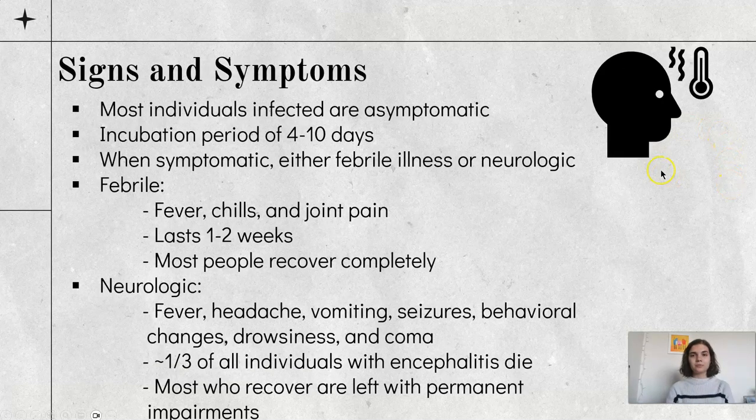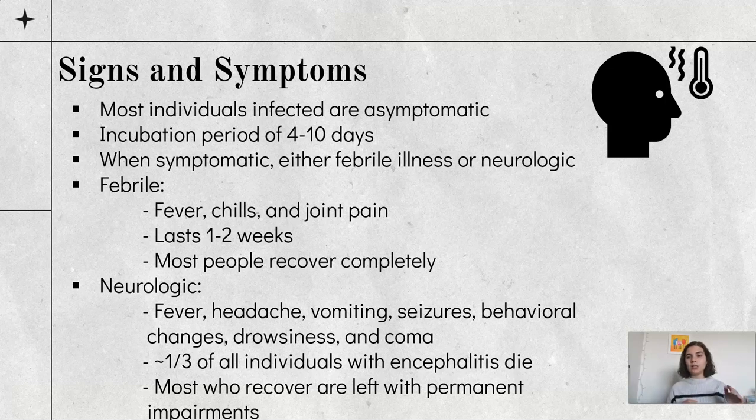So, some signs and symptoms of Triple E. Fortunately, most infected individuals are asymptomatic because only about 4 to 5% of Triple E or Eastern equine encephalitis virus infections actually result in the Triple E disease. So it has an incubation period of about 4 to 10 days when somebody is actually symptomatic and doesn't have that asymptomatic illness. And when symptomatic, an individual can have either febrile illness or neurologic illness.